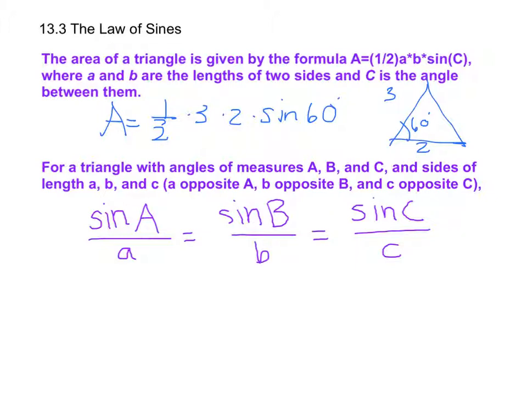Okay, so then this next conjecture, the law of sines, says that for a triangle with angles of measure A, B, and C, and sides of length a, b, and c, so a opposite A, b opposite B, c opposite C, then we can say that sine A over length a equals sine B over length b equals sine C over length c. So essentially, this is what the triangle would look like. We have these angles, A, B, and C, and we have the lengths opposite them. So that can help you visualize what this actually means.